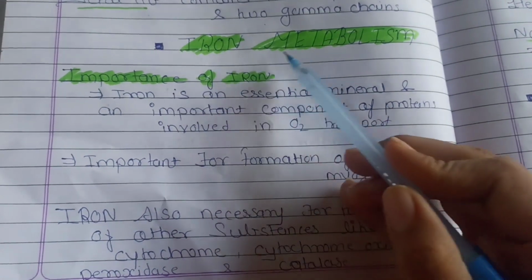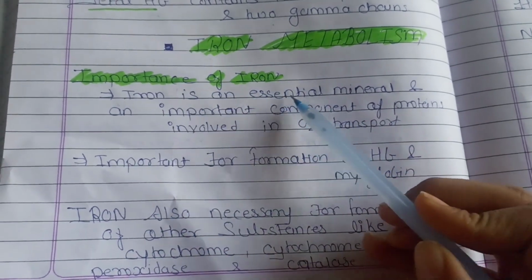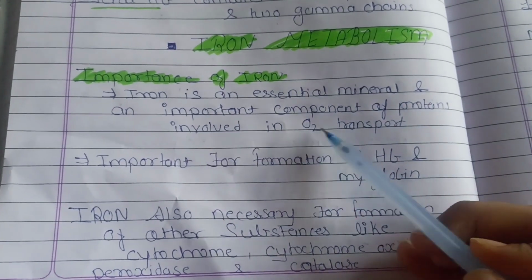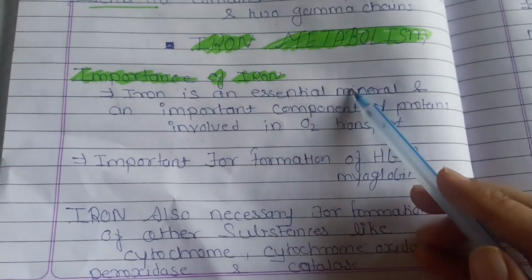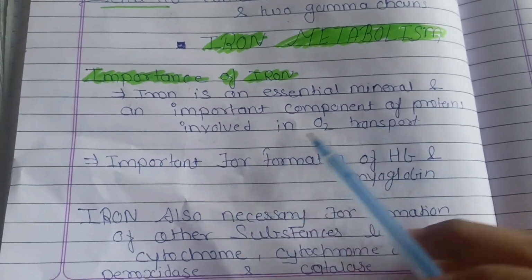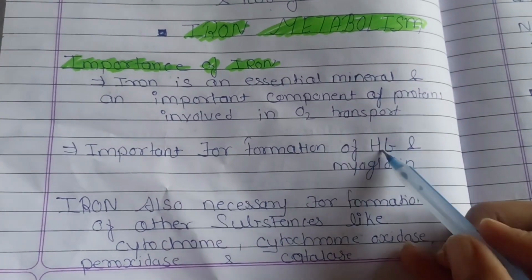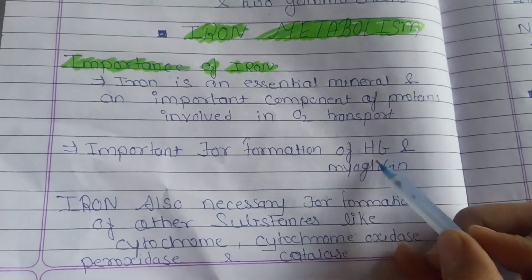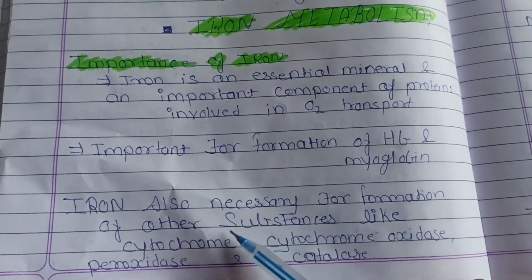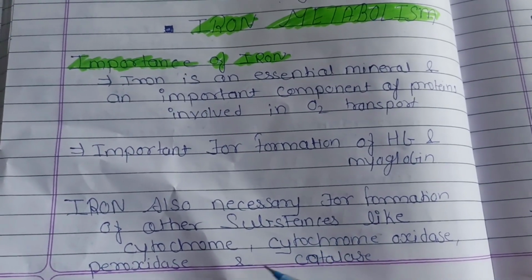So now we'll see iron metabolism. First we will see the importance of iron. Iron is an essential mineral and an important component of proteins involved in oxygen transport. It is important for the formation of hemoglobin and myoglobin. Iron is also necessary for the formation of other substances like cytochrome, cytochrome oxidase, peroxidase and catalase.